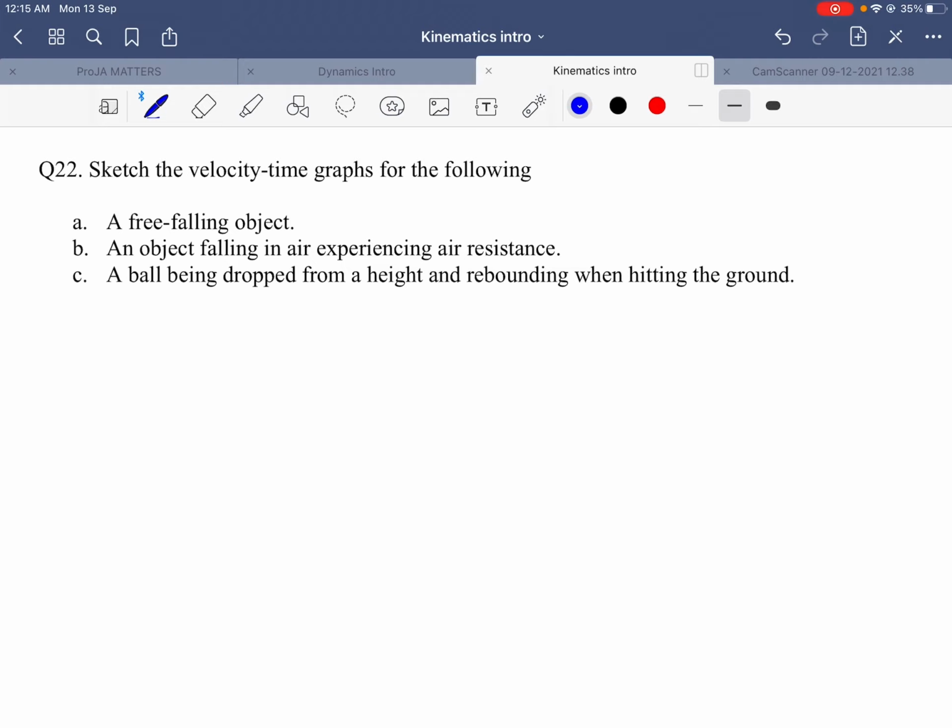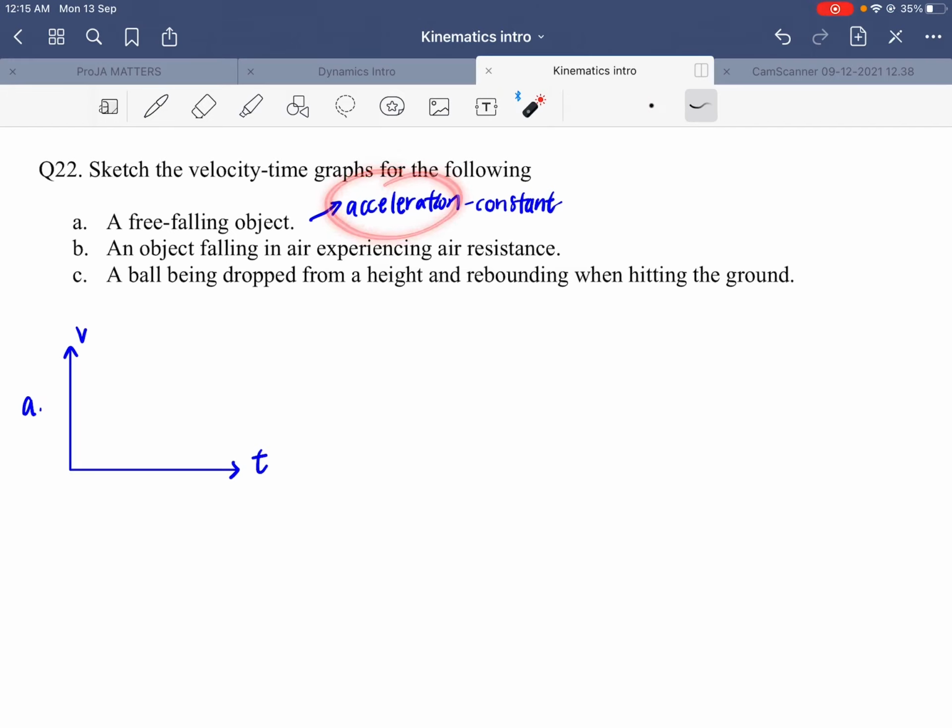Okay, let's sketch the velocity time graphs for the following. A free falling object. Okay, let's tackle it. A free falling object should be super simple. We know that it is accelerating, and we also know that it's a constant acceleration. How I like to teach is that we can start plotting the acceleration first. So the moment we see the word acceleration, we can just plot from here to here.